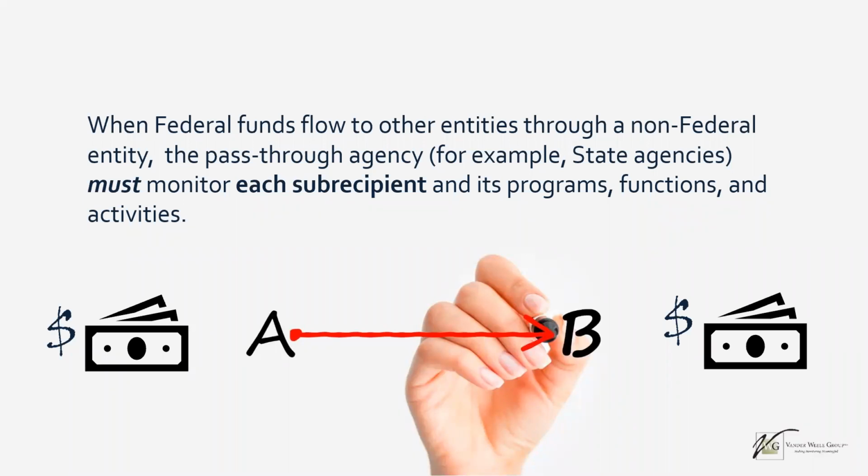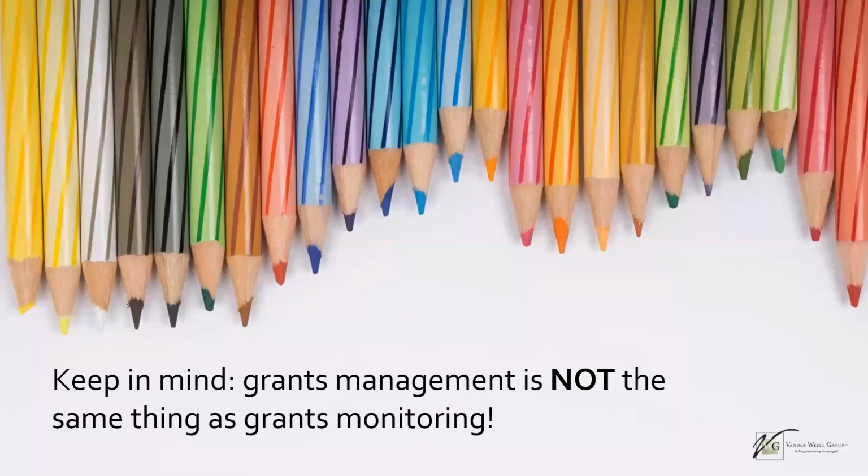Under the uniform guidance, one of the most applicable clauses is about subrecipients. When federal funds flow to other entities through a non-federal entity, the pass-through agency, for schools it would normally be the Department of Education, must monitor each subrecipient and its programs, functions, and activities.